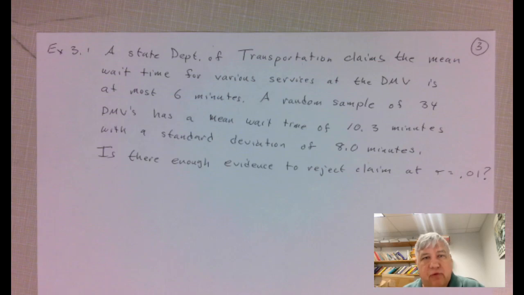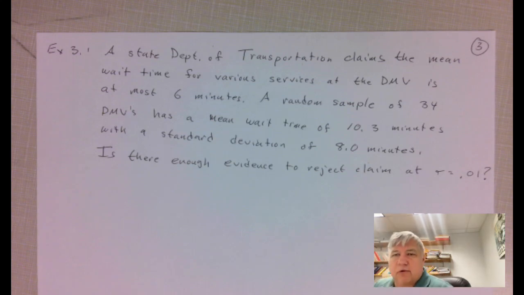So in example 3, State Department of Transportation claims the mean wait time for various services at the DMV is at most 6 minutes. A random sample of 34 DMVs has a mean wait time of 10.3 minutes with a standard deviation of 8.0 minutes. Is there enough evidence to reject this claim at a level of significance of 0.01?